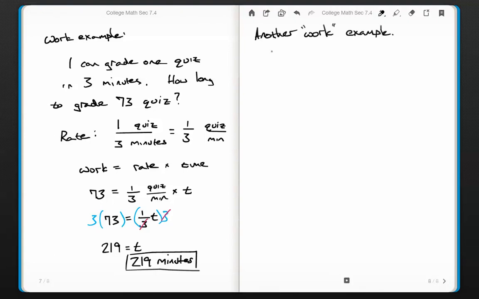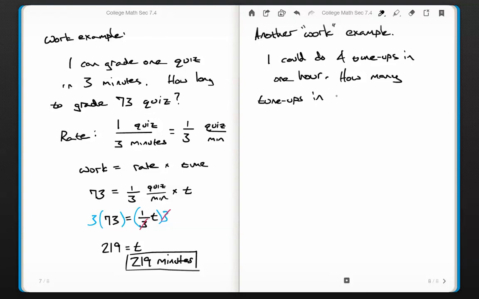So I could do, I worked at a bike shop in high school and college, and I could do 4 tune-ups in 1 hour. All right. Now I'm going to say how many tune-ups in a 6-hour day.